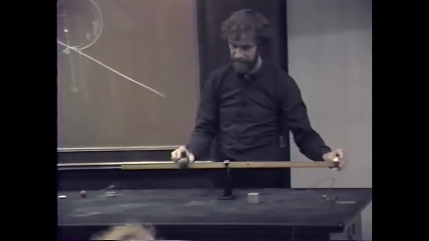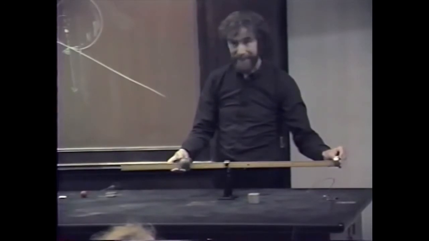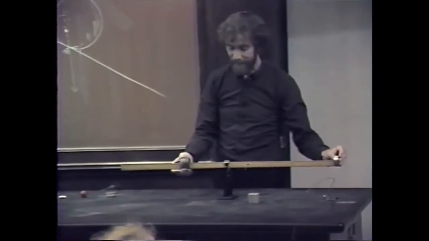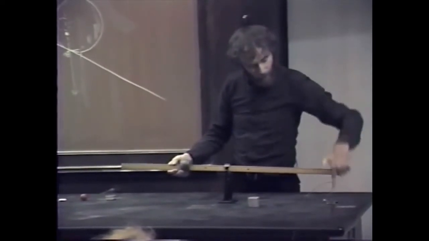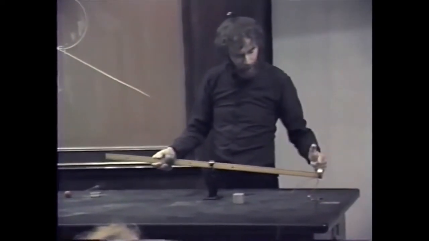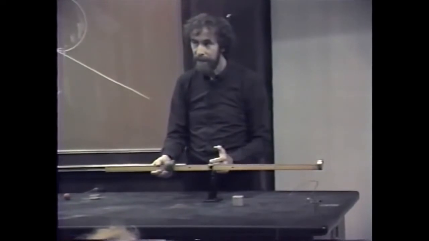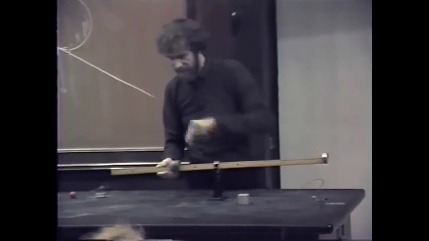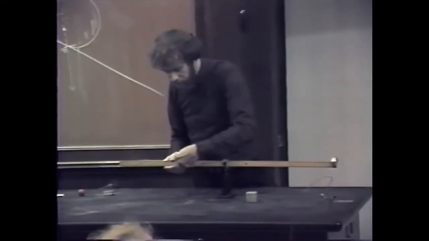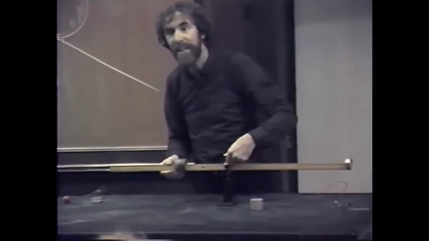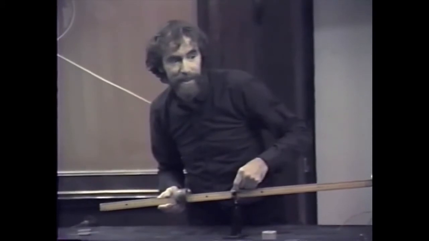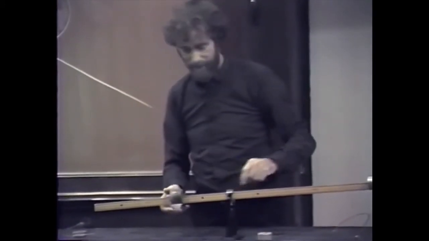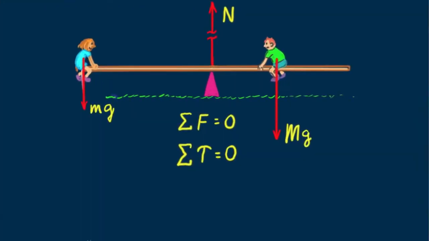Can you see that? Now, when it comes to balance, true or false, this weight multiplied by this distance will be exactly equal to this weight multiplied by this distance. Check the neighbor. Anyone say false? Okay? Let's go back to our seesaw.